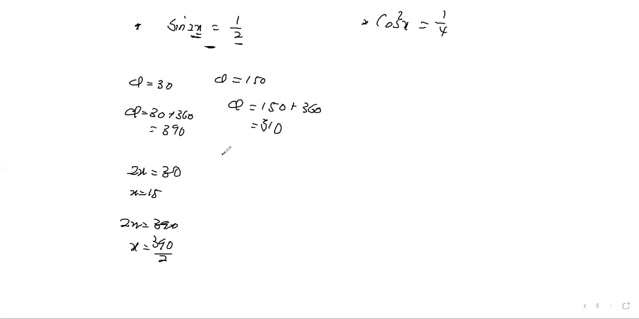Again, we get 2x and equate it to 150, meaning x is 75. We get 2x and equate it to 510, meaning x is what? 255 degrees. So it must read as 255, it's just difficult, right? Maybe let's try 255.